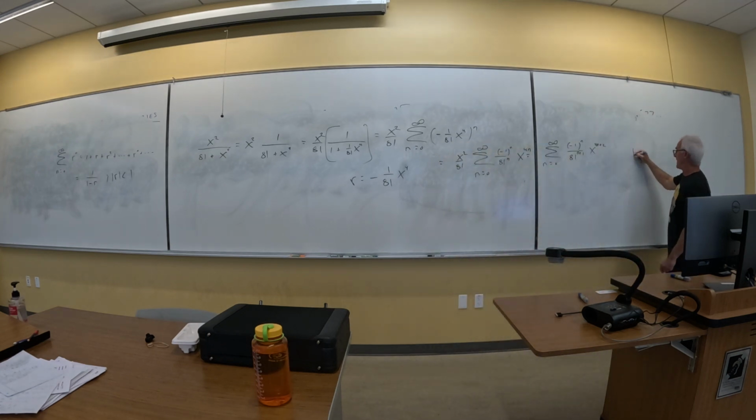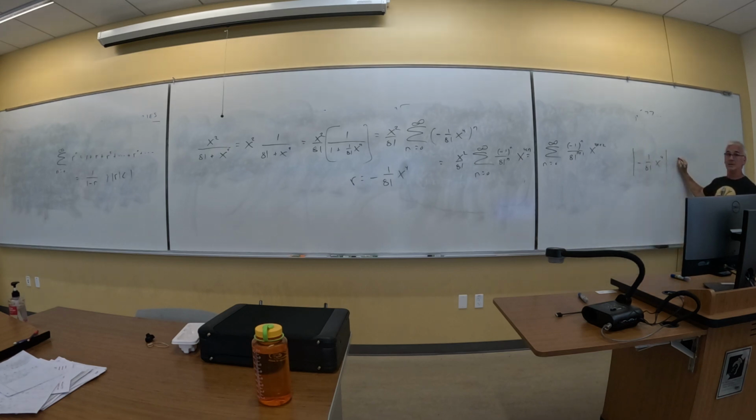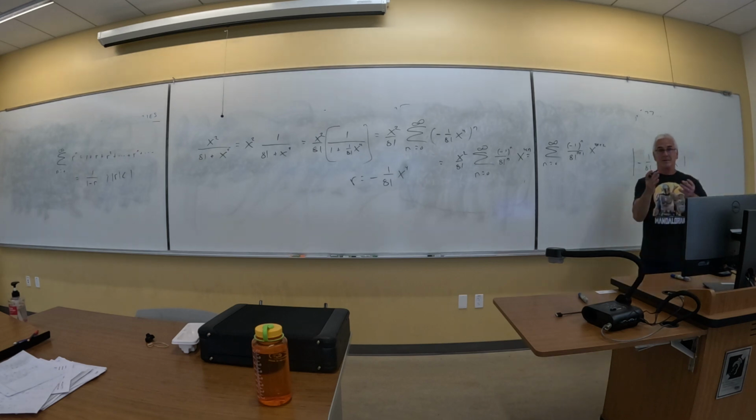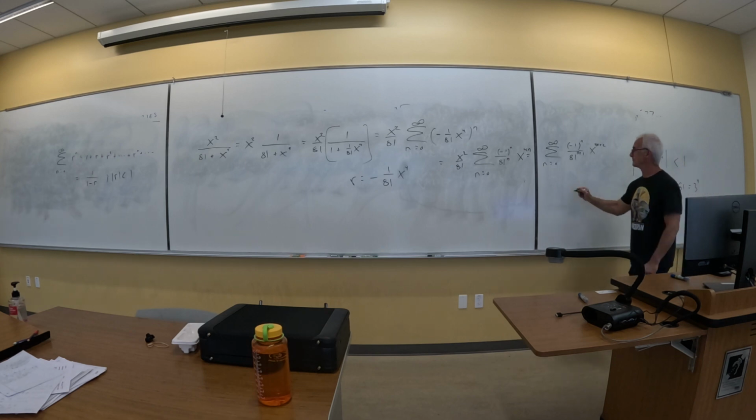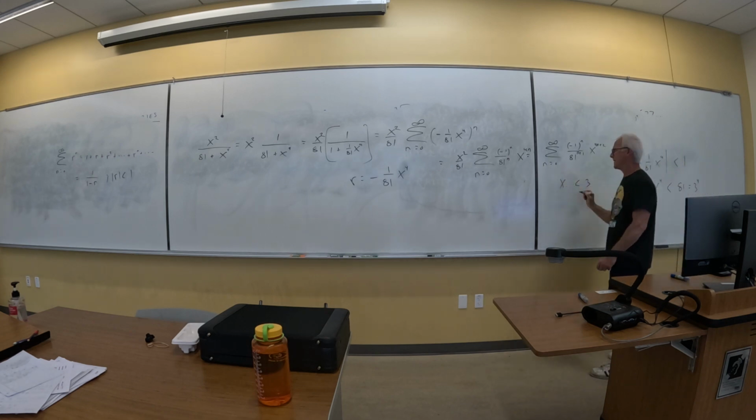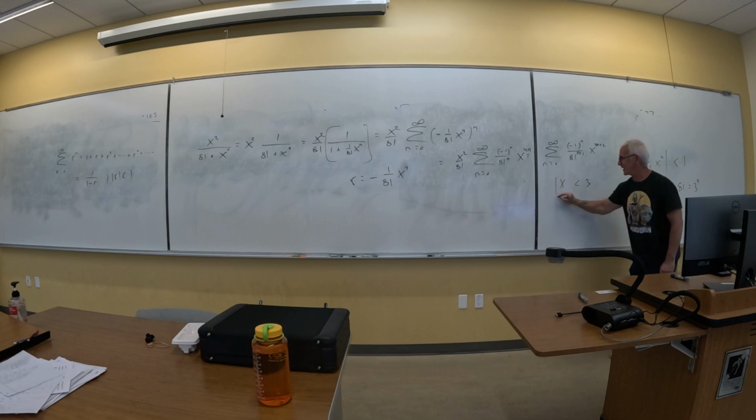As the absolute value of negative 1 over 81 x to the fourth is less than 1, so that means x to the fourth has got to be less than 81. Oh, by the way, which just so happens to be 3 to the fourth power. Is that a good number to have? That's an excellent number to have. Can you tell me now any boundaries on x? X is less than 3. X is less than 3? Absolute value. Absolute value of x is less than 3.